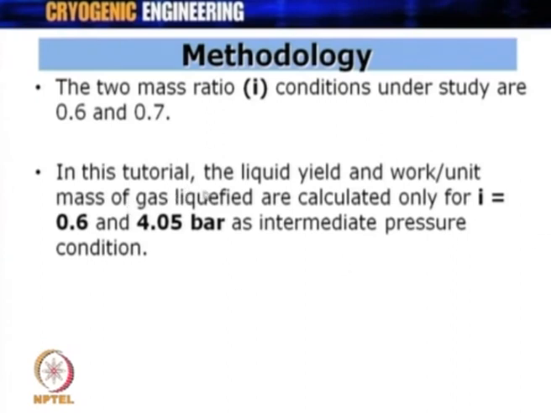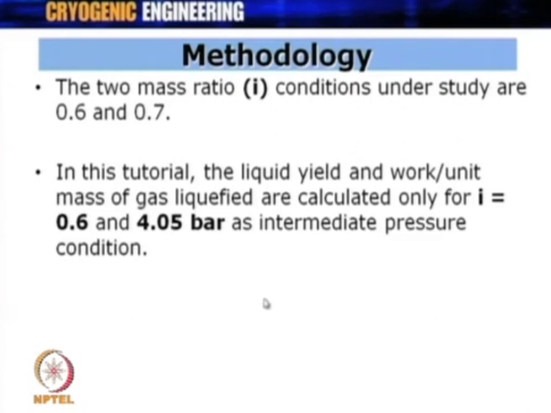In this tutorial, the liquid yield Y and the work per unit mass of gas liquefied, W by m dot f, are calculated only for I equal to 0.6 and 4.05 bar, or 4 atmosphere, as the intermediate pressure. I am solving just one problem for I equal to 0.6 and P2 equal to 4 atmosphere, while I leave it to you to calculate I equal to 0.6 for all the pressures, and then I equal to 0.7 for all the pressures. However, in the final slides, I have values for all these calculations.